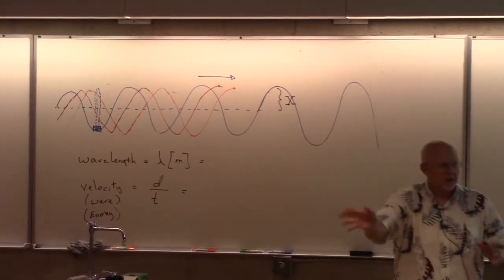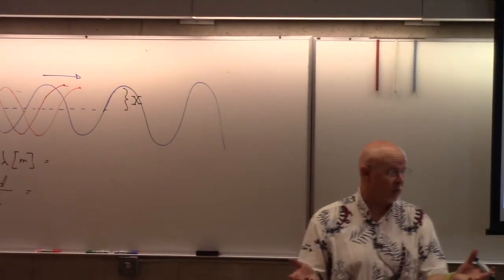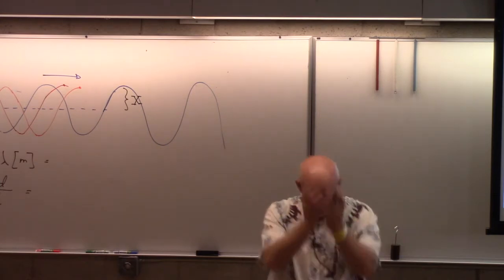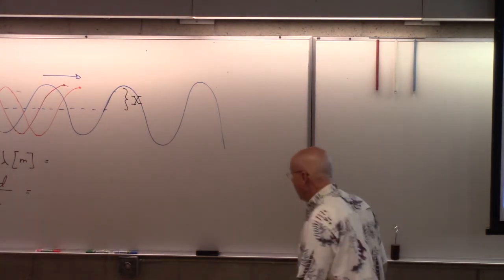We already talked about the other velocity. And I want to just point out, don't confuse them. There's two real speeds here. Again, the velocity of the oscillation and the velocity of the wave here.